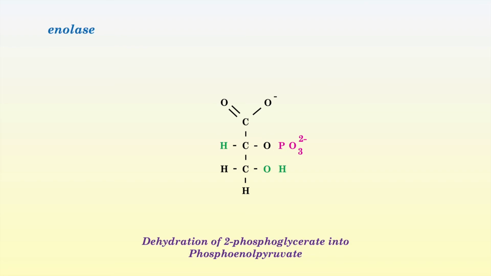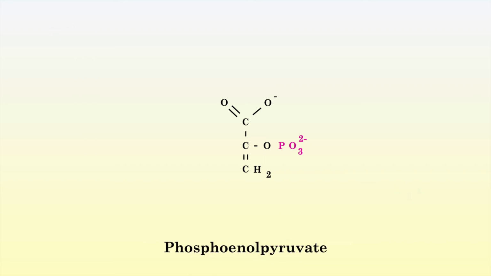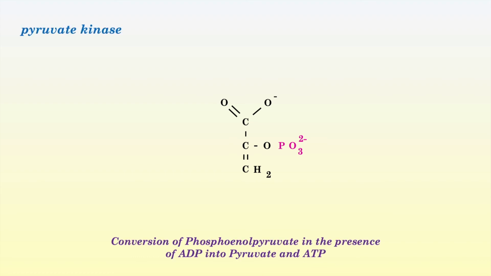The 2-phosphoglycerate undergoes dehydration into phosphoenol pyruvate, and this is catalyzed by enolase, and also water is produced during this reaction. Finally, the phosphoenol pyruvate is converted into pyruvate, and ADP is converted to ATP. This reaction is catalyzed by pyruvate kinase.